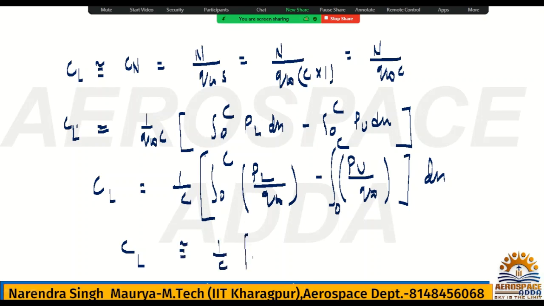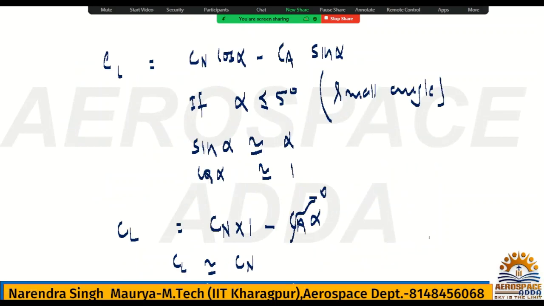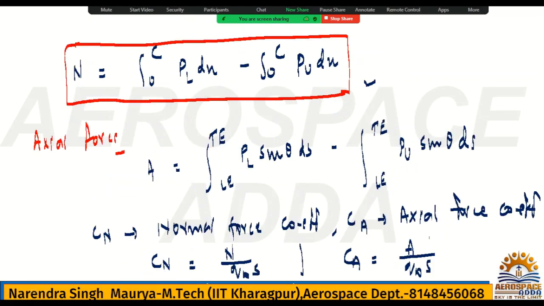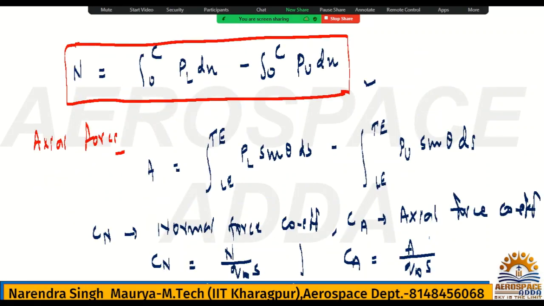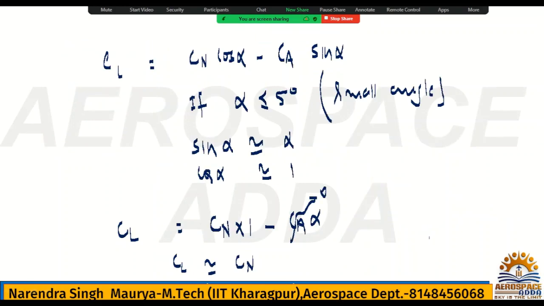Okay, CL = 1/c ∫ from 0 to c of (Cpl − Cpu) dx. This is the formula I wanted to explain to you. In the middle of this derivation I skipped many things and directly wrote a few. My motive was to explain it one time only. One time you need to go through the steps. All steps are not required, because you are not going to do the derivation in your exam, just the understanding.